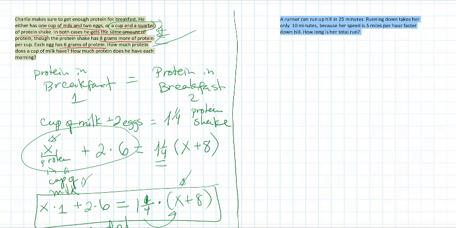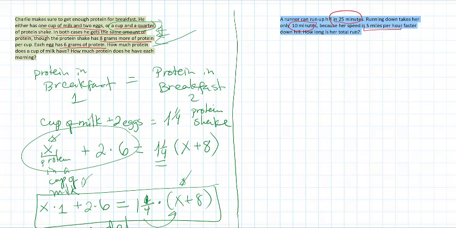So in this second problem, we have a runner who can run uphill in 25 minutes. Running down takes her only 10 minutes because her speed is 5 miles per hour faster downhill. How long is her total run? So what do we know here? We know that a runner can run uphill in 25 minutes, and that running down takes her 10 minutes, and that her speed downhill is 5 miles per hour faster than uphill. And the question is, how long is her total run?